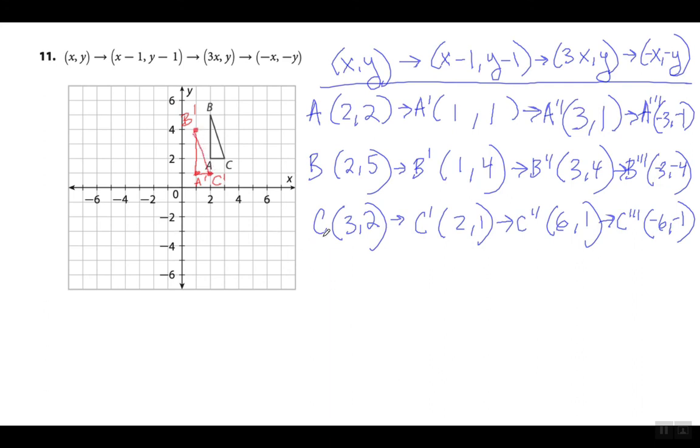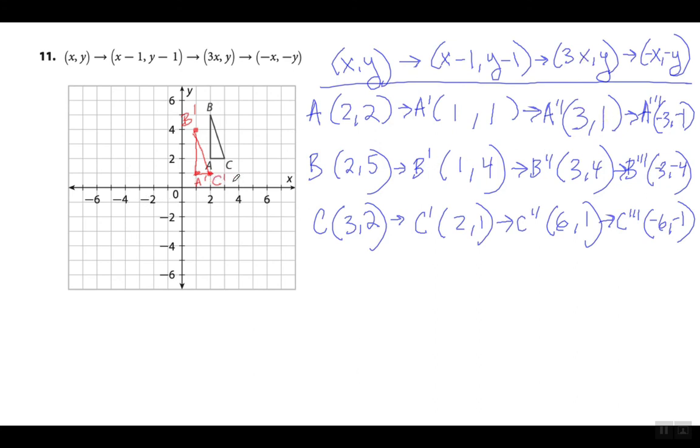If you're picking from multiple choice pictures, you should realize that this is telling you to move the shape 1 unit to the left and 1 unit down, which is exactly what we did. Now the next one should be a horizontal stretch because we're multiplying only the x coordinate by 3. Alright, so let me plot those points.